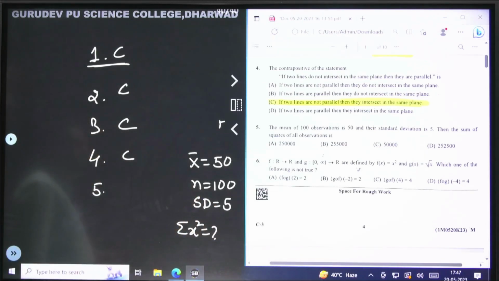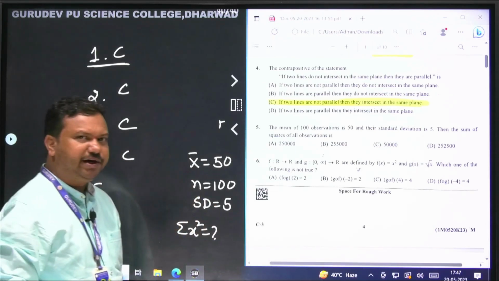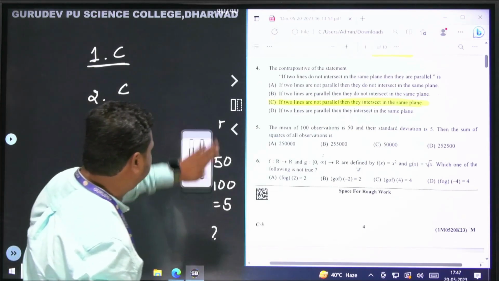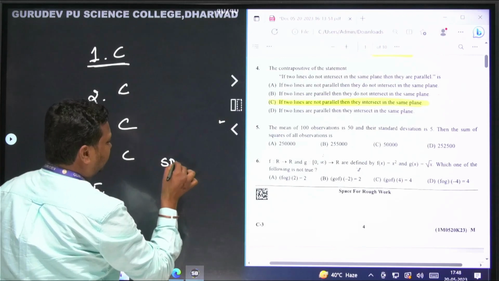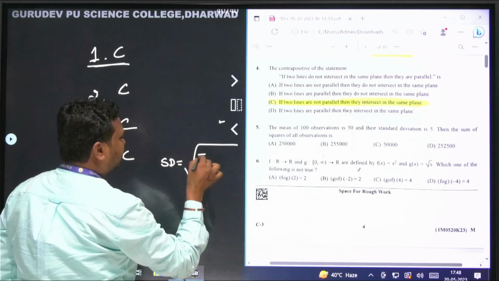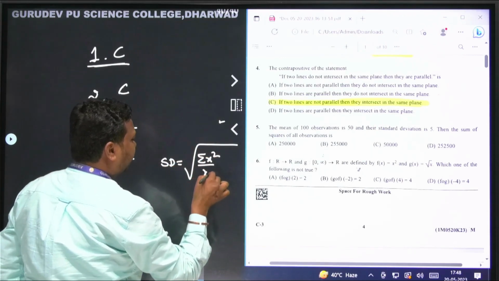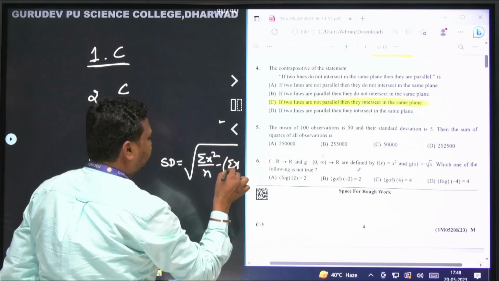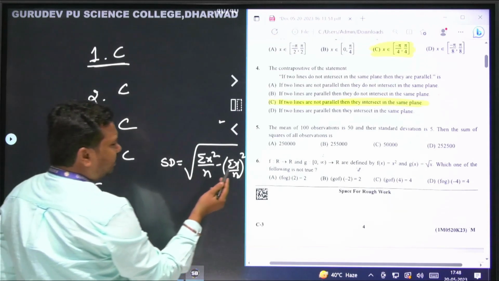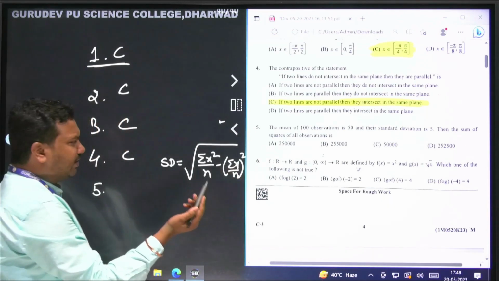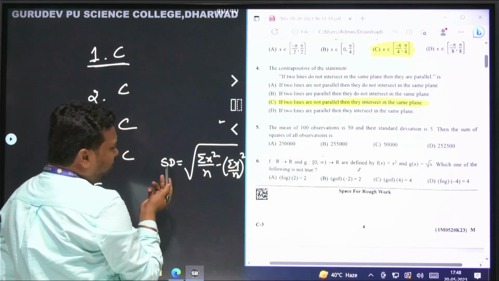And you know the identity for the same, right? So what is the identity here? So let me recall. For the standard deviation, square root of summation of x square divided by n minus summation of x divided by n the whole square. So you have to use this identity. You know that summation of x divided by n is the mean value, and you know the value of n, and you know the standard deviation.